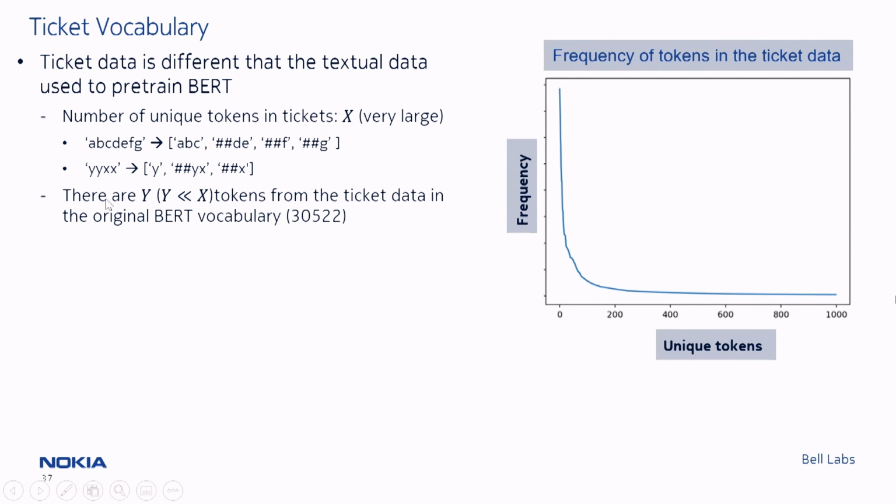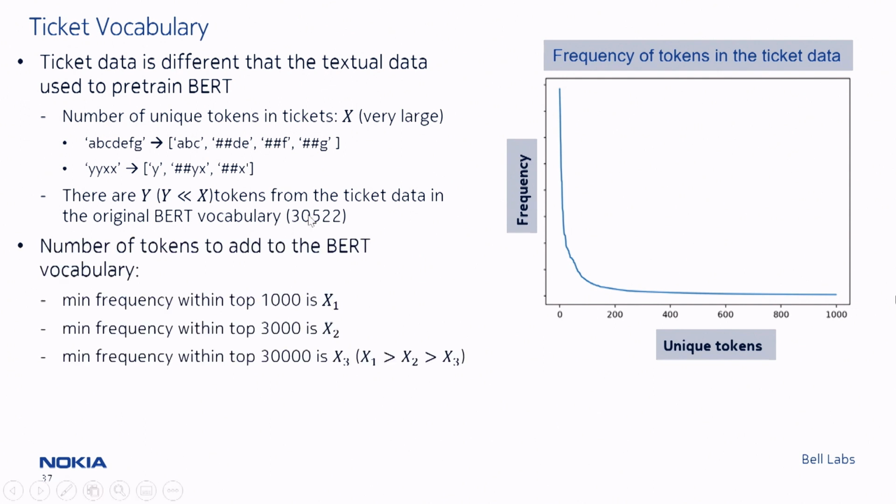But of course, from the ticket vocabulary, there are some tokens that are already in the BERT vocabulary, and we denote these tokens by Y. Usually Y is very small compared to X. And by the way, the size of the BERT vocabulary is equal to 30,522, which means that we need to select some tokens to be added to the BERT vocabulary, and we select these tokens based on the minimum frequency. For example, the minimum frequency within the top 1000 is X1, within the top 3000 is X2, and within 30,000 is X3. Of course, X1 is larger than X2, which is larger than X3.